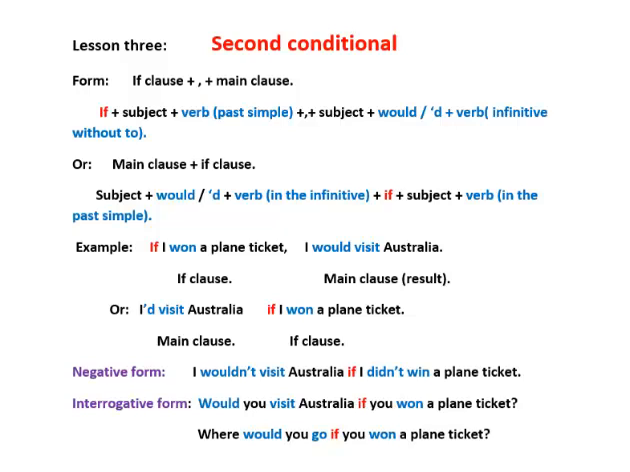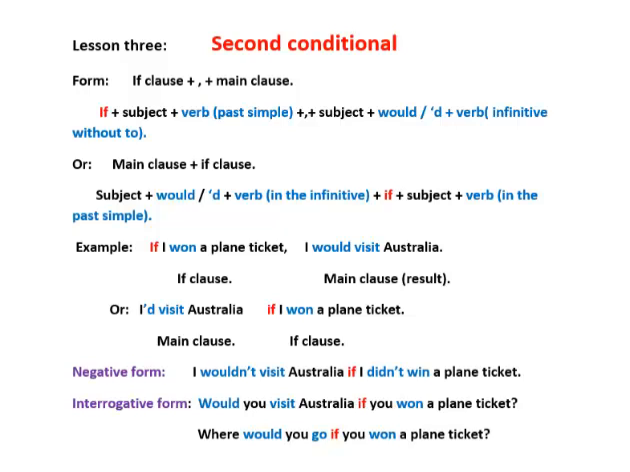When we start with the main clause, then the if clause, we start with the subject, would, or apostrophe D, the short form of would, plus the verb in the infinitive, plus if, subject, and verb in the past simple. As usual, when you start with the main clause, we don't need the comma here. We don't need the comma. Look at these examples.